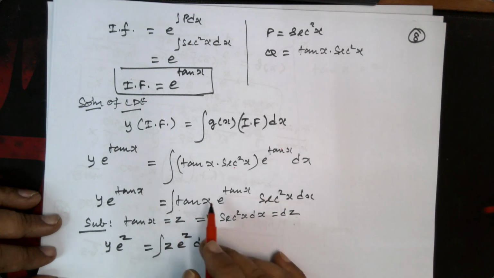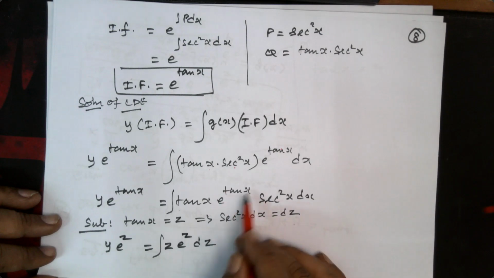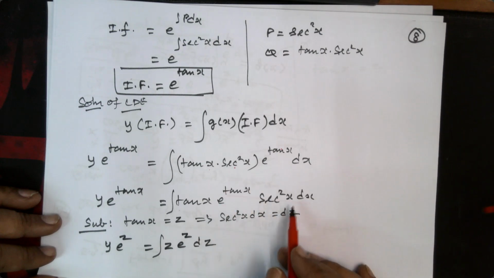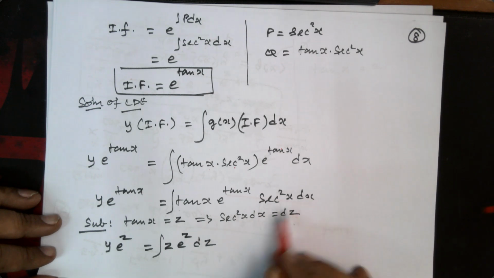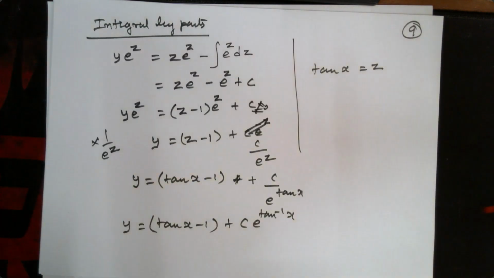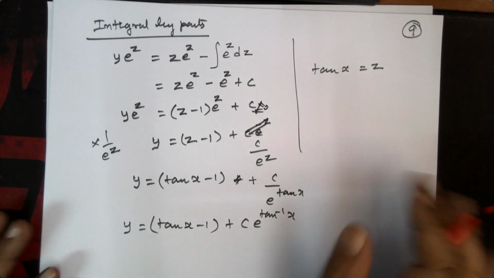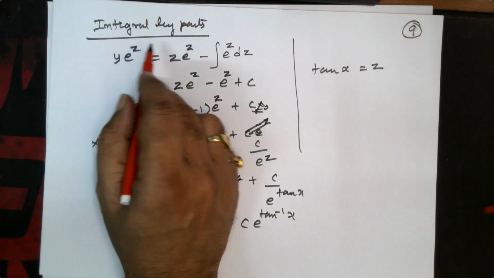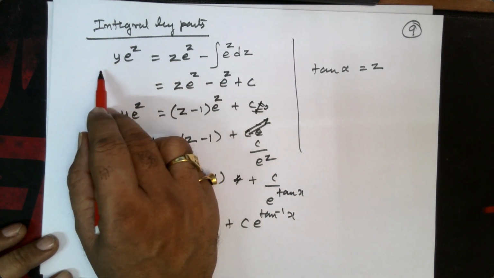So integral, and instead of tan x, you can put z. Instead of e power tan x, you can put e power z. And you got already that is a dx. Okay, so secant squared x dx is equal to dz. You can simply replace this with dz. Got it? Right. Then now we have to proceed by integration by parts, because it has got two functions, is it not?